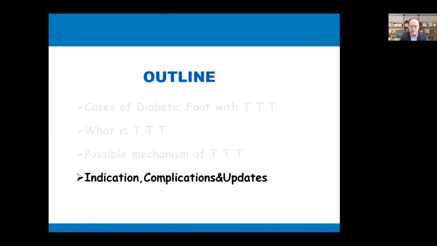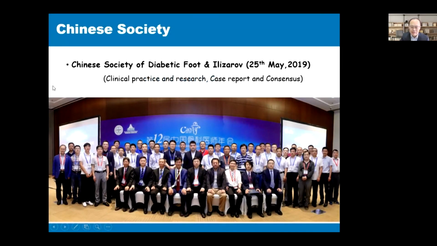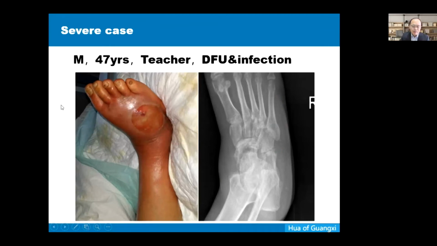For the indication, application and some updates: in May 2019, in Beijing, we established the Chinese Society for the Diabetic Foot and Ilizarov. Here are the members of this society: Professor Qin, Professor Zhang, Professor Hua, and Professor Qu Long. Here is me. We have a group that can perform a lot of surgeries for many patients, and we also collaborate on research. Here we found some severe cases of diabetic foot also have good results.